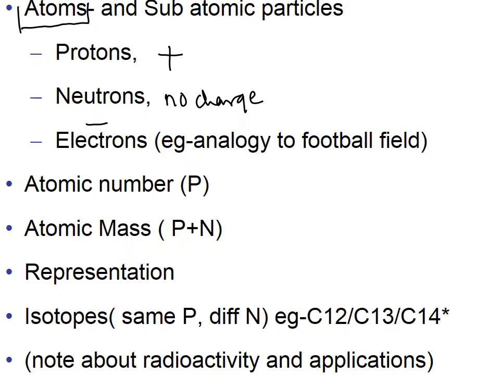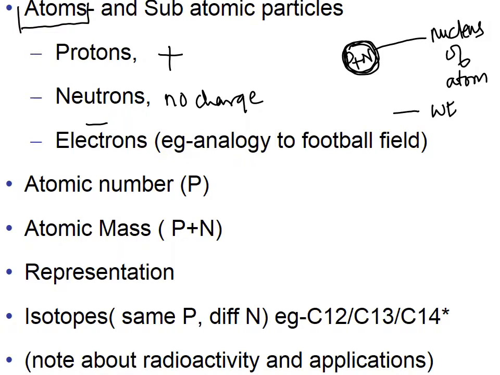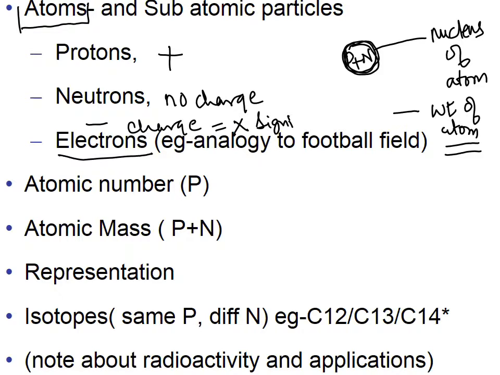Now, protons and neutrons exist together in what you call the nucleus of the atom. They are the ones which contribute to the weight, or mass, of the atom. The electrons, though they have a charge, do not contribute any significant mass.